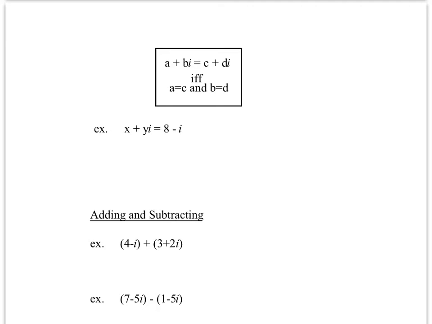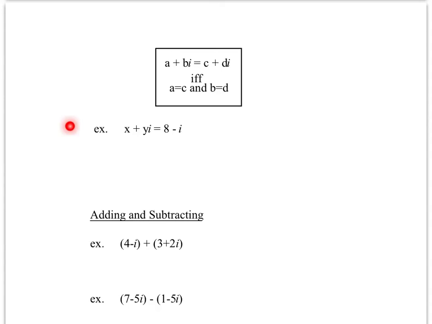Now this is a little bit weird, but the book gives you some problems like this, so I talk about it. If you know that a plus bi equals c plus di, then the real parts have to be equal, so a has to equal c, and the imaginary parts have to be equal, so b has to equal d. And here's how you'll see that, because that seems really silly.